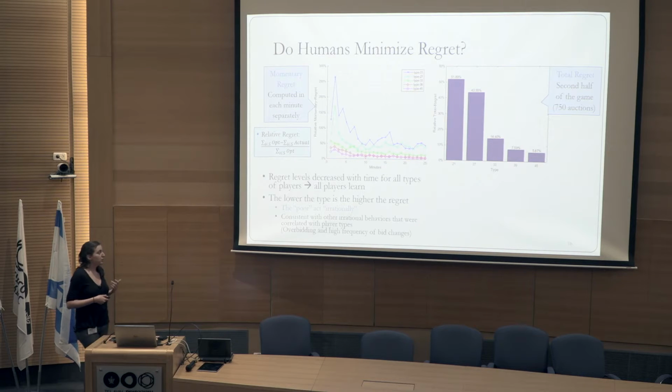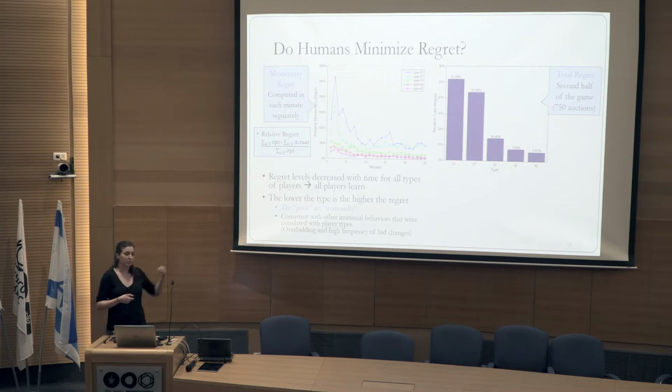So we say that the poor here acted irrationally. The poor, those with lower value per clicks, remained with high levels of regret, were irrational. And we were surprised at first to see that, but it's actually consistent with other irrational behaviors that we observed in previous studies that were also correlated with the types, that the lower type players tended to overbid more often and tended to change their bids more frequently.